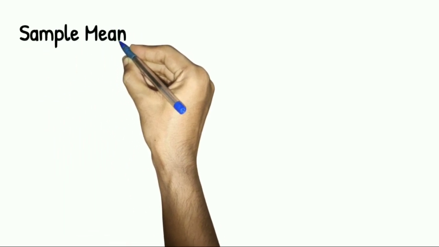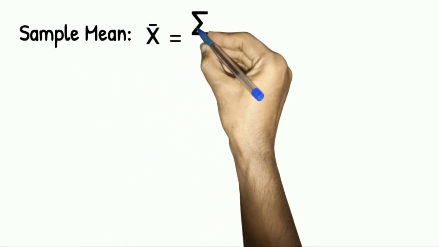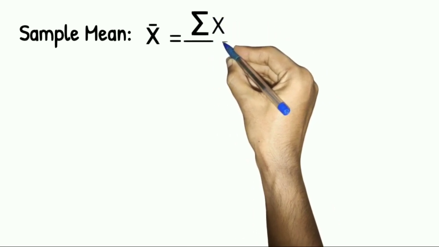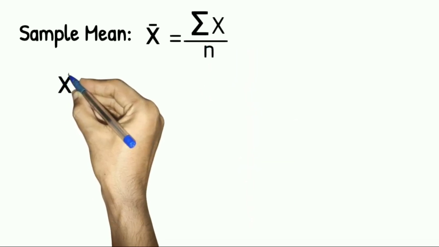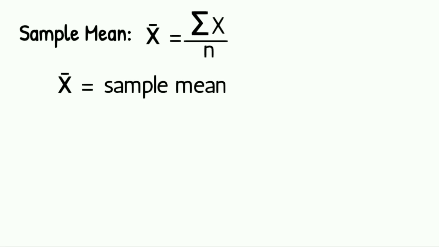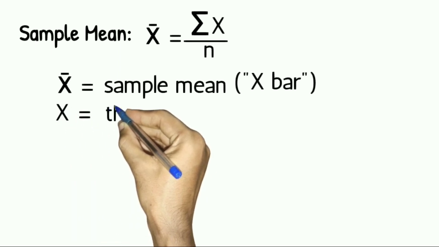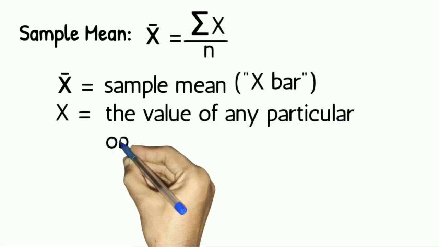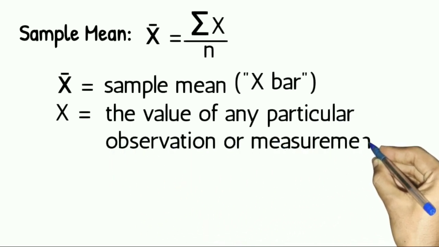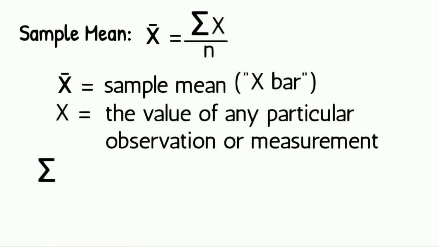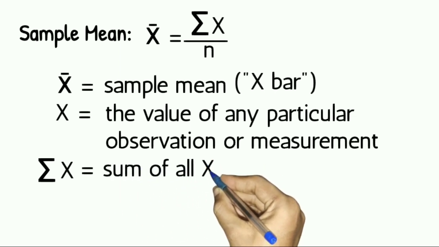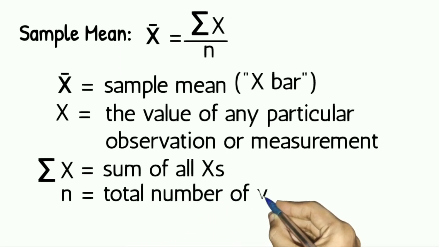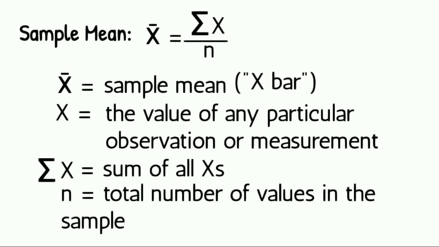The formula for sample mean or mean of the sample is this. Yung X na may linya dun sa taas ay sample mean. It is read as X bar. Yung X na walang linya dun sa taas is the value of any particular observation or measurement. Yung symbol na to ay summation, yung parang E. The summation symbol and the X is read as sum of all X's. And the small n is the total number of values in the sample.